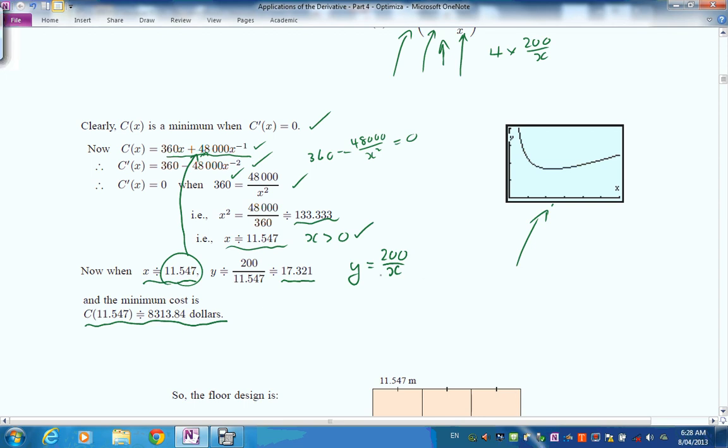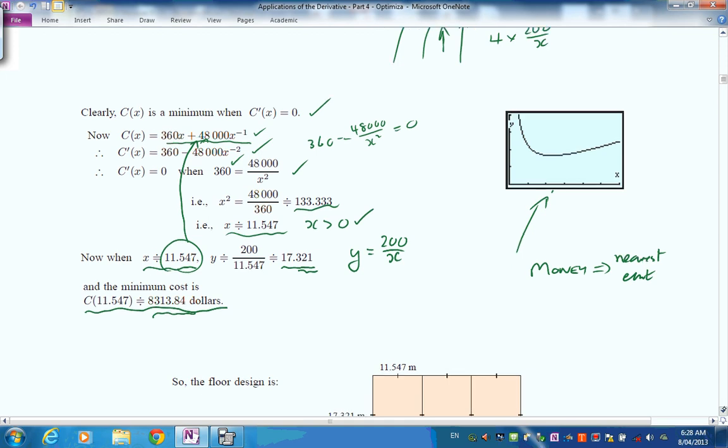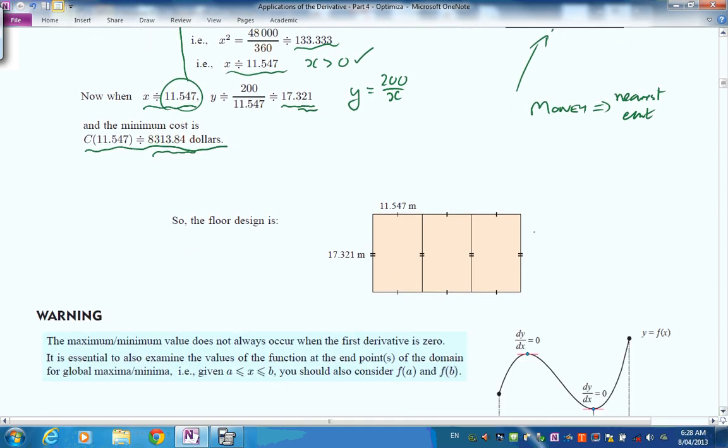Please notice that we're working with 3 decimal places, because at the end of the day in money problems, money must be rounded to the nearest cent, which is 2 decimal places, so we should work with 3 so that we can round accurately. No one likes to lose even a cent in money. So what have we got now for our floor design? We've got this.